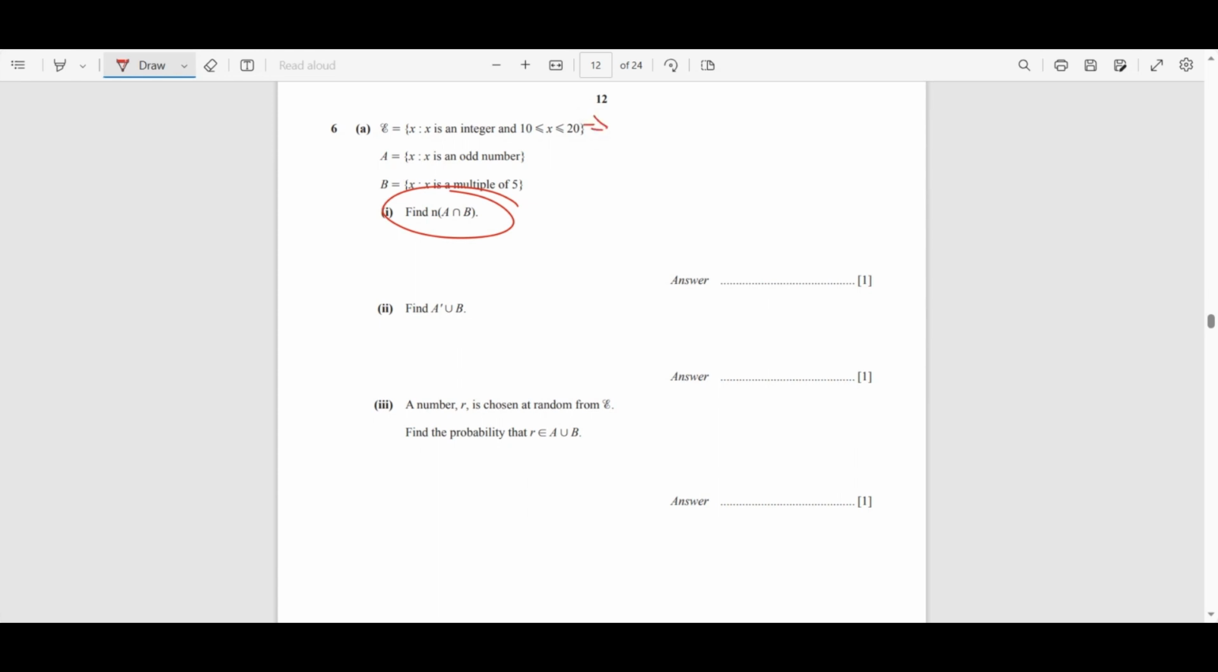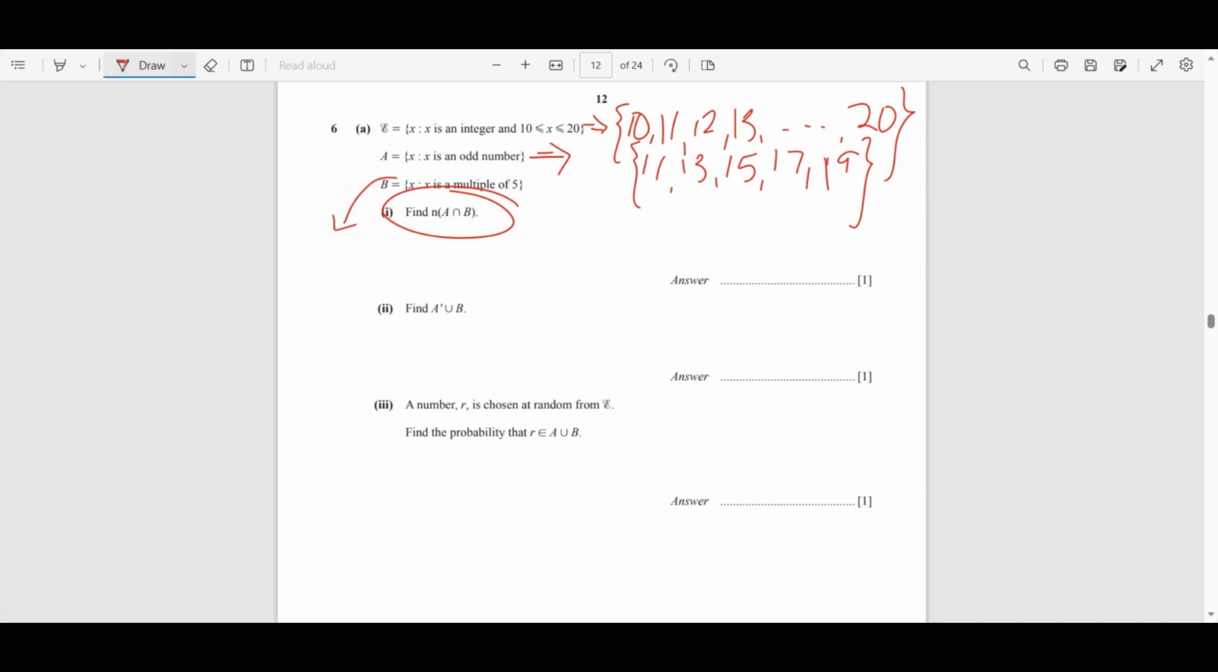Okay, so the universal set is actually 10 to 20 inclusive, so it's 10, 11, 12, 13 and onwards till 20. A is an odd number, so it's not all the odd numbers, but odd numbers from the universal set. So it's going to be 11, 13, 15, 17, and 19. And B is a multiple of 5, so set B will be the multiples of 5 within the universal set. So it's going to be 10, 15, and 20 only.